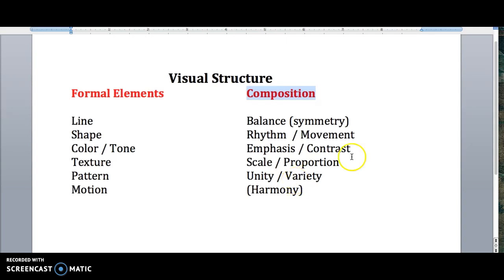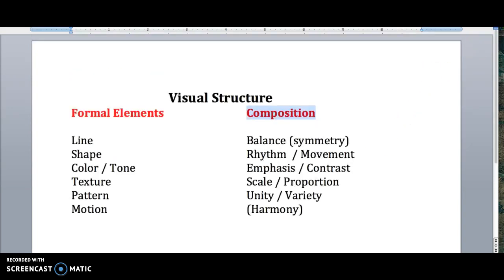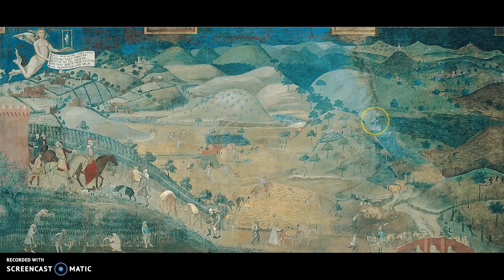Visual structure is all the stuff you see when you look at the artwork, minus sort of the recognizable subjects, the meaning and things like that. So where things are, how they're arranged. And in the last video, I just talked about the parts, right? The stuff, the colors and the textures and the patterns and the lines and the shapes and the masses, all that.